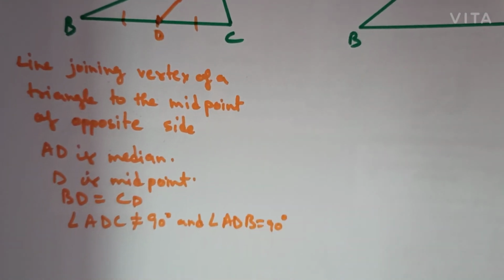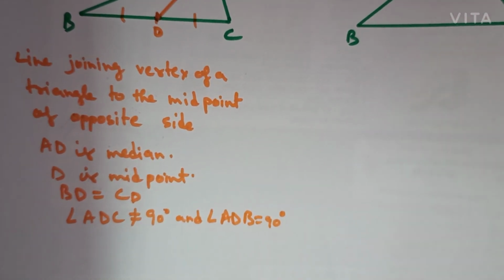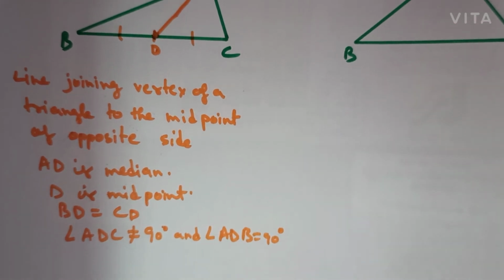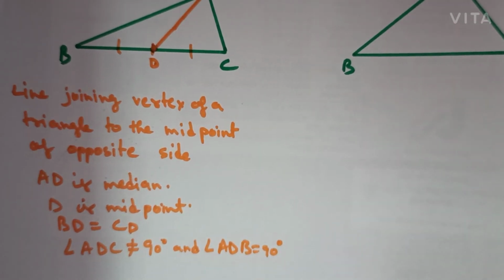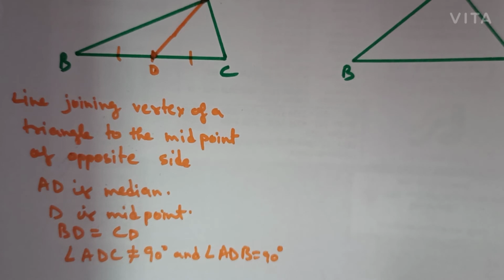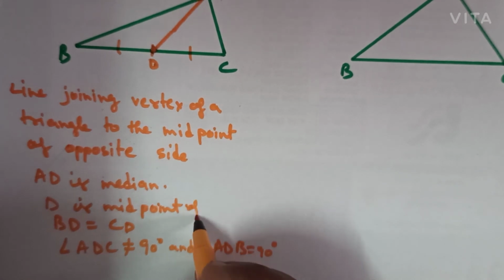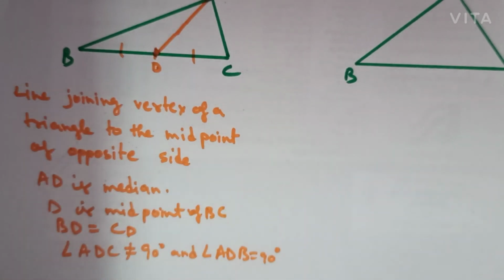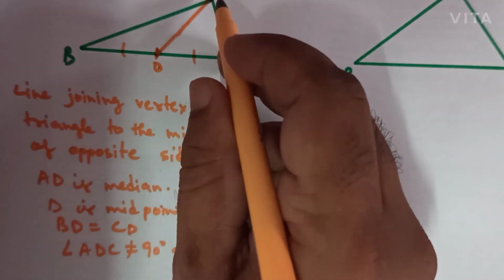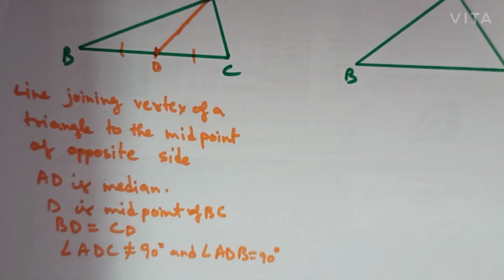Now, in case of a scalene triangle, the line segment joining the vertex to the midpoint of the opposite side is called the median. And so if D is the midpoint of BC, BD will be equal to CD, and angle ADC and angle ADB are clearly not equal to 90 degrees.